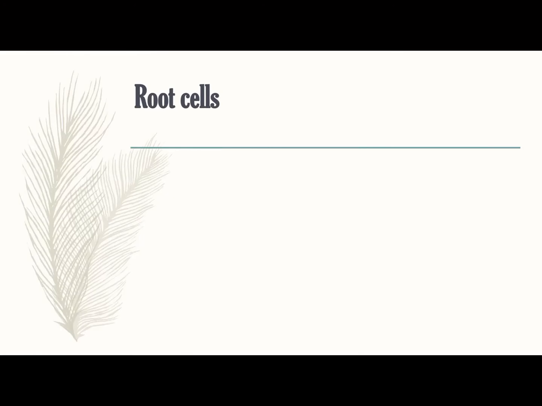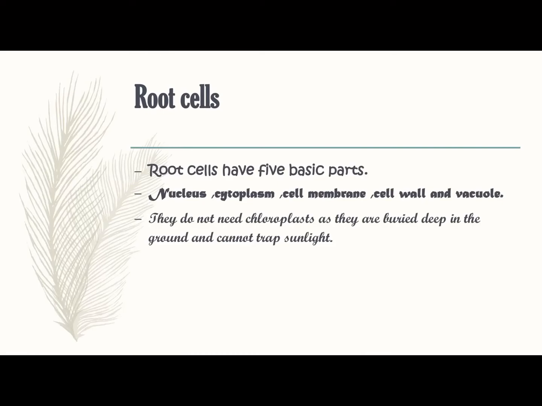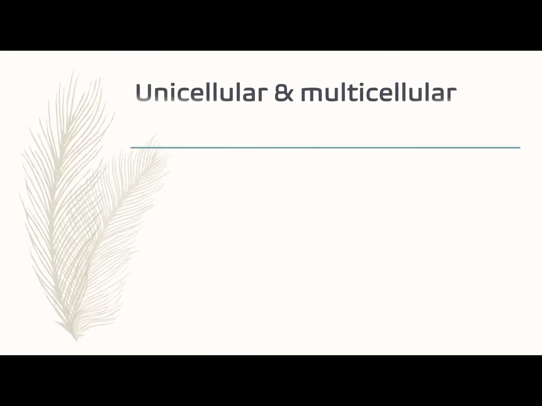Now let's talk about another type of cell: root cells. Root cells have 5 basic parts: nucleus, cytoplasm, cell membrane, cell wall, and vacuole. They do not need chloroplasts as they are buried deep in the ground and cannot trap sunlight. The leaf cells already have chloroplasts and they trap sunlight, so the roots do not need to trap sunlight.